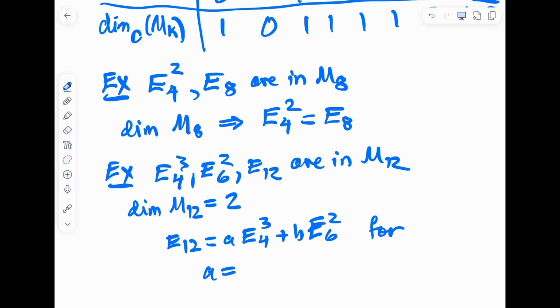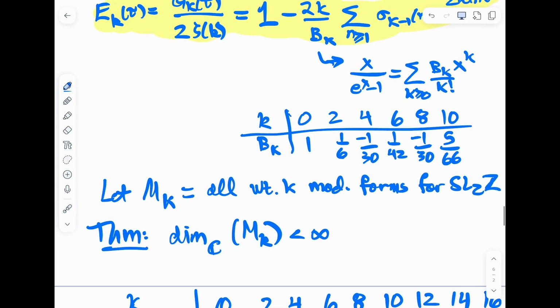A turns out to be 441 over 691. And B turns out to be 250 over 691. 691 turns out to be a numerator in the 12th Bernoulli number. I left that off the list, 12.